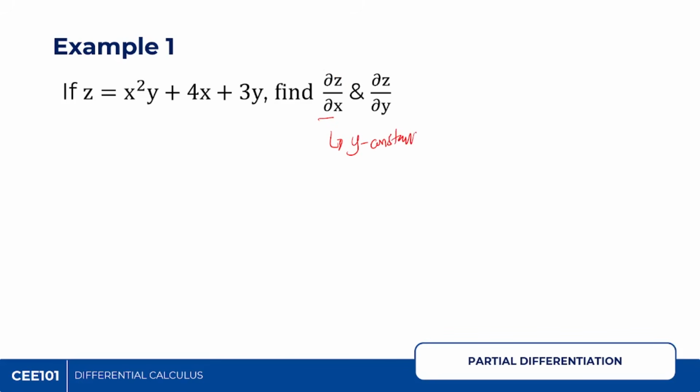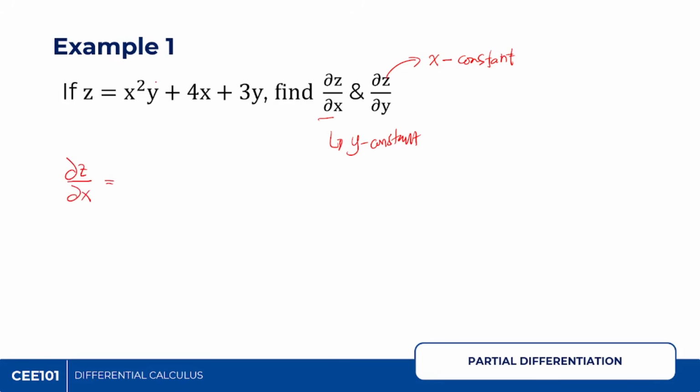y is a constant. Then for this one, we will partially derive z with respect to y, meaning to say x is a constant. Okay, so let's start with dz over dx, or the partial derivative of our function z with respect to x. So again, partial derivative of z with respect to x.